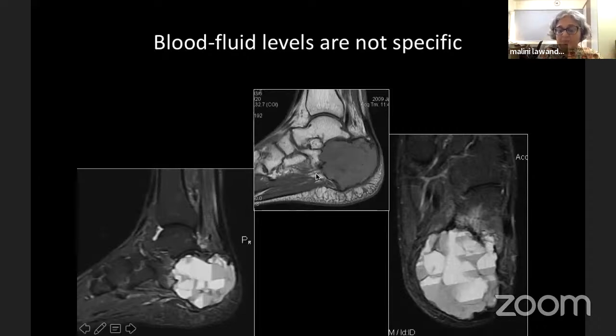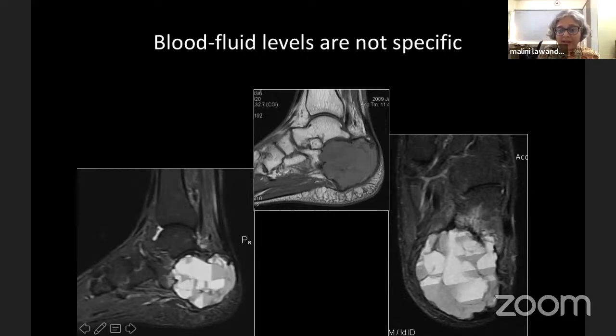Fat outlines pathology. You can see the pathology well, but what exactly the pathology is is seen better on the T2 or fat saturated T2 weighted image. It shows me blood fluid levels. Now, when I have blood fluid levels like this, I'm thinking of an aneurysmal bone cyst. But it can be a primary one. It can be a secondary one.